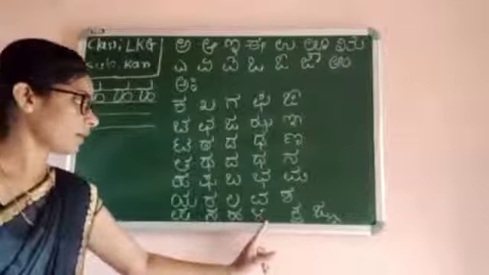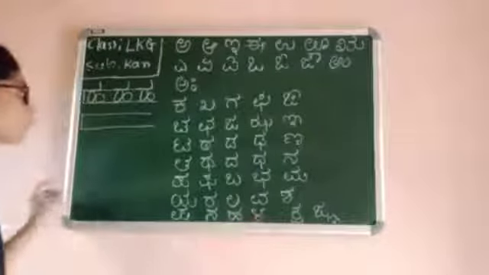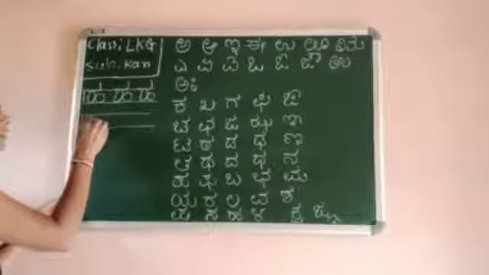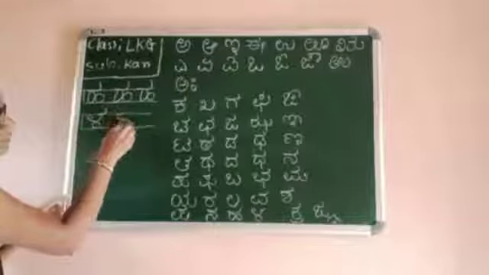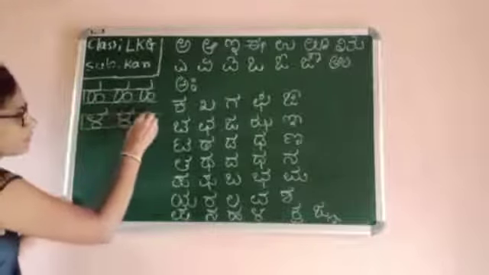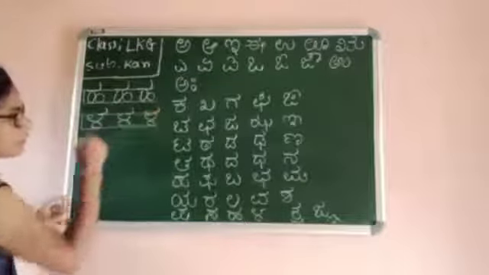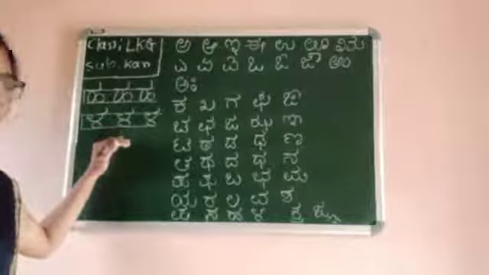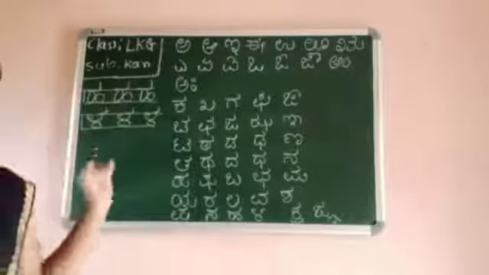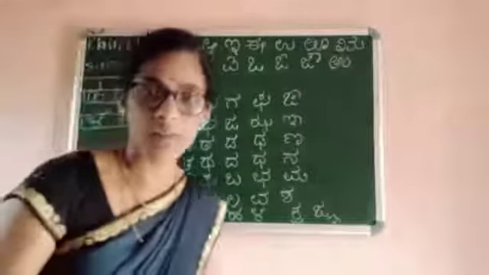Next children, you write La. How to write La? Look here. Like this. La. You write like this. Okay, this is the method of how to write La and Ha. We have now seen how to write them.